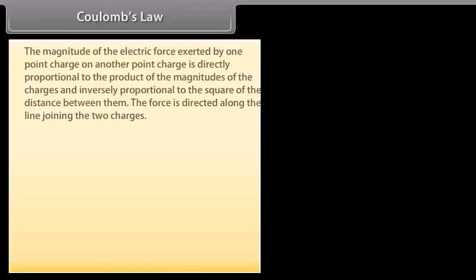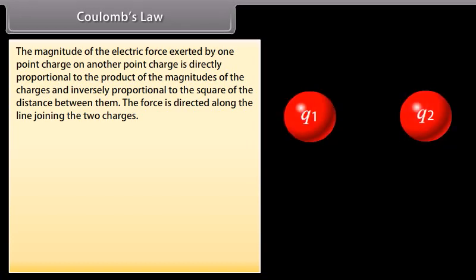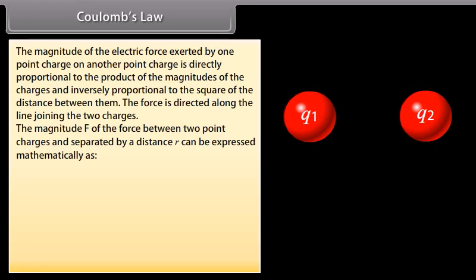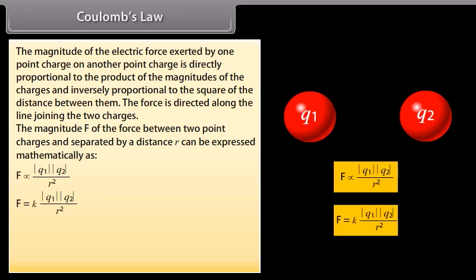Coulomb's law. The magnitude of the electric force exerted by one point charge on another point charge is directly proportional to the product of the magnitudes of the charges and inversely proportional to the square of the distance between them. The force is directed along the line joining the two charges. The magnitude F of the force between 2 point charges separated by a distance r can be expressed mathematically as F = k|q1||q2|/r². Here, k is a constant of proportionality.